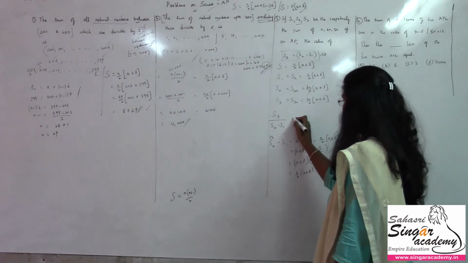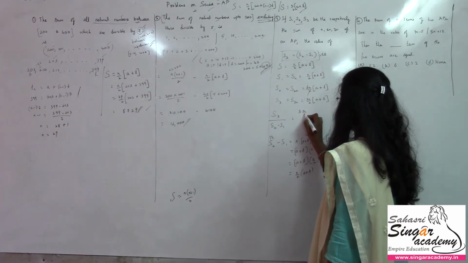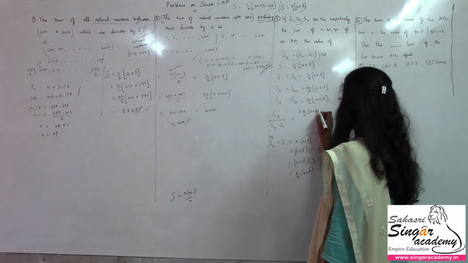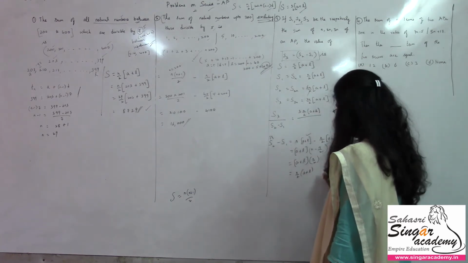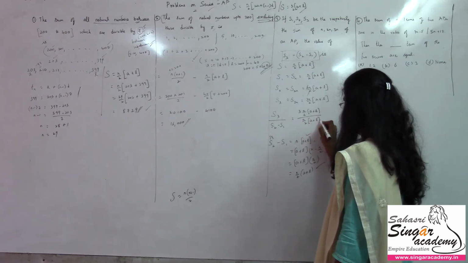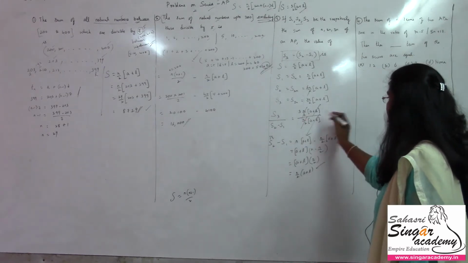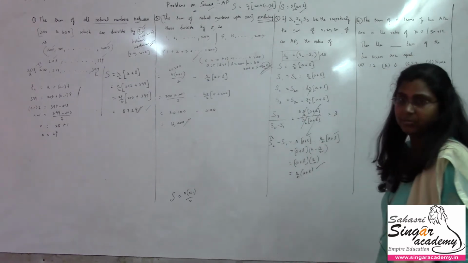Let me substitute here directly. I know the S3 value, 3n by 2 into a plus l, divided by S2 minus S1, which I got over here as n by 2 into a plus l. Cancel the common terms. So your answer is 3. This is such an easy, direct problem.